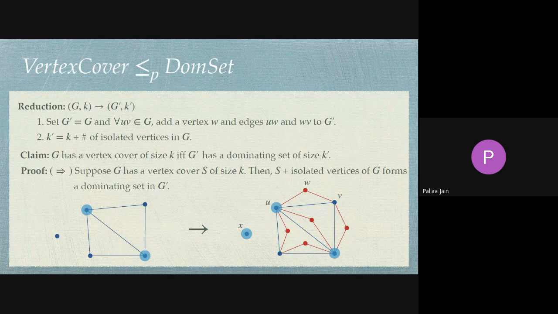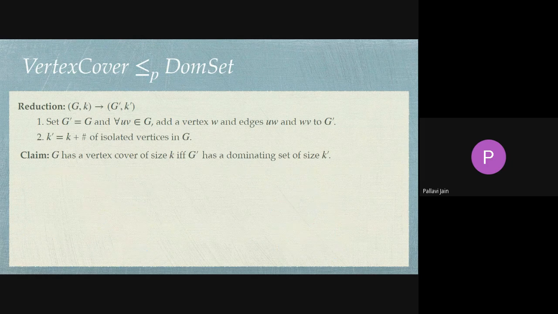So for W, we know that at least one neighbor of W will be in this dominating set, right? So this direction is fine. Okay, let's look at the next part.